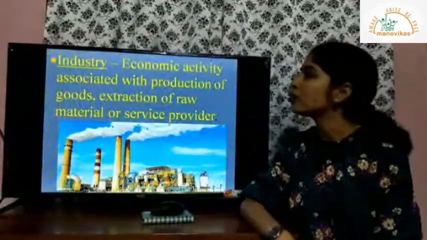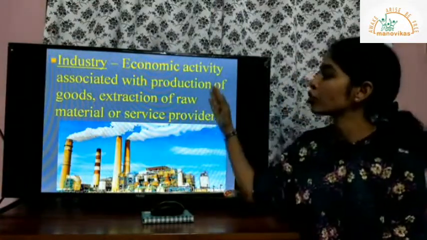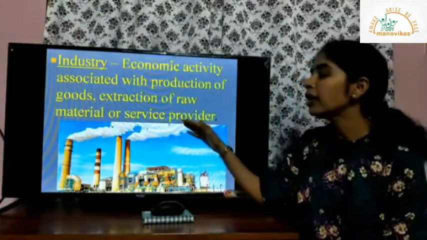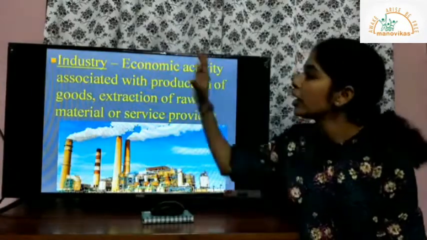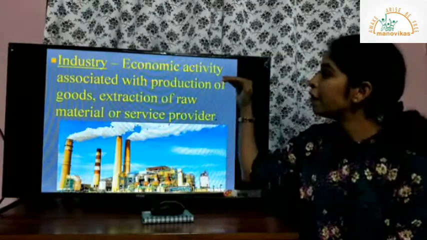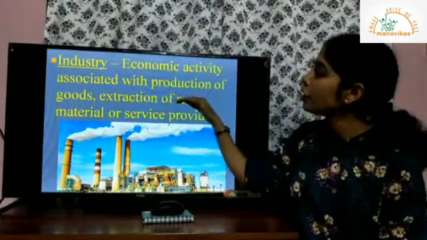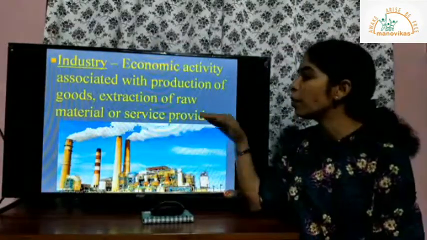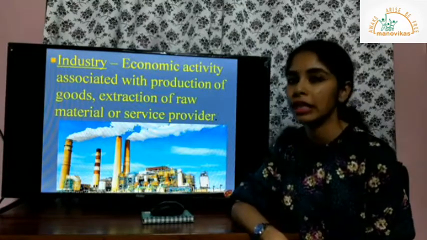An industry is an economic activity associated with production of goods, extraction of raw material, and it is also a service provider. So let us break this definition into three parts. In the first part, we have production of goods. In the second part, we have extraction of raw materials. And in the third part, we have the service providing sector.